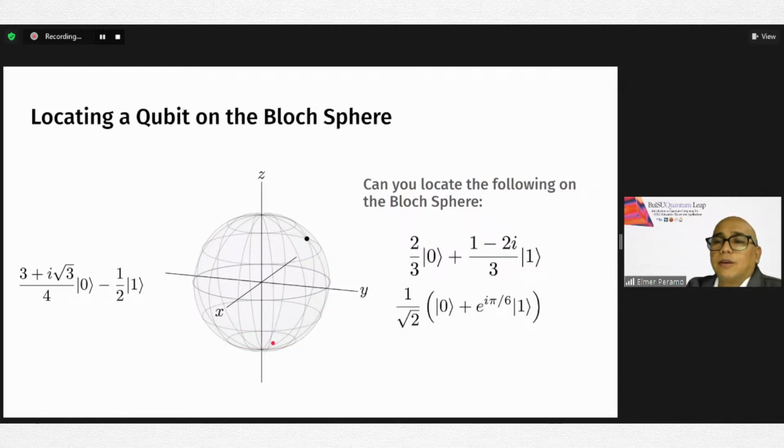About the other one, I'll just leave them as exercises. But basically, you can compute for the angle theta given the formula that I've shown you in the previous slide. And then you can somehow locate these points on the Bloch sphere, or estimate where those points are.